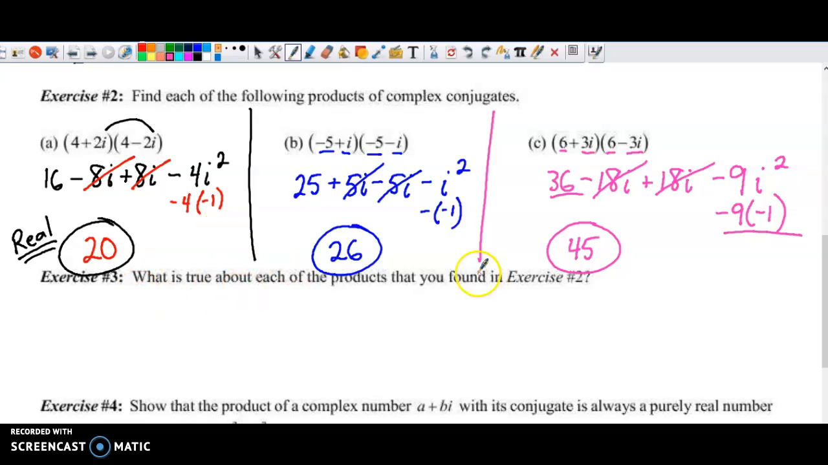So the whole theme is what exercise 3 is all about. What's true of these products is multiplying complex conjugates together gives you a real number.